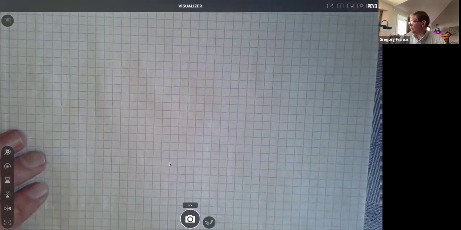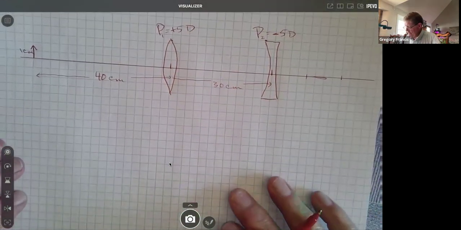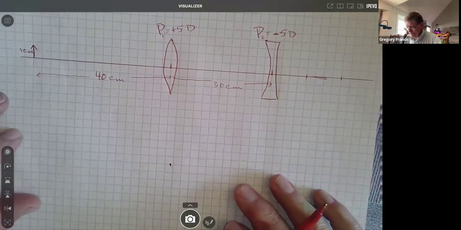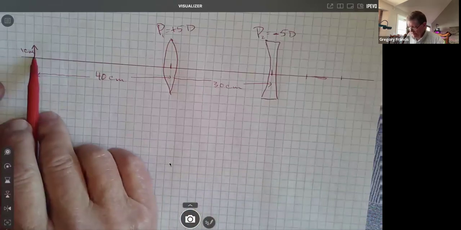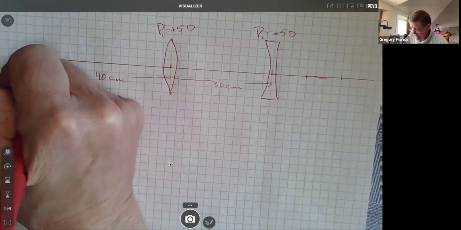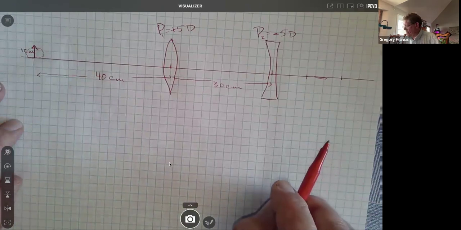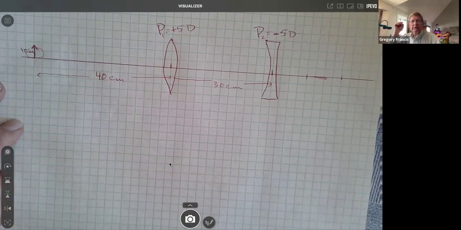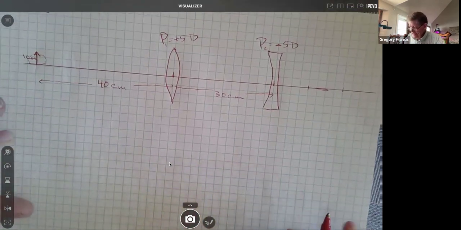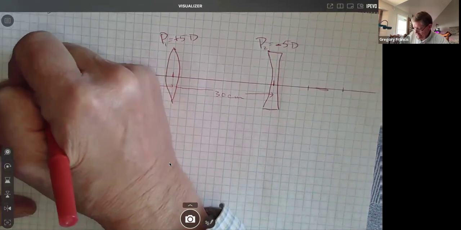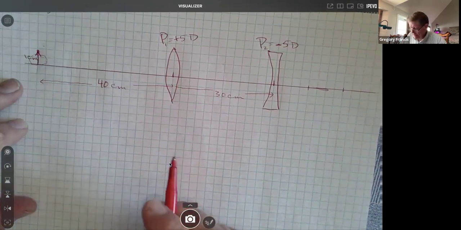Okay, moving right along here. So here, we have a situation where we put a pebble. This one actually is a pebble that is 1 centimeter tall. And we want to know where the final image is. So let's just start. Let's look at light that comes from the tip of that, the top of the pebble, okay?